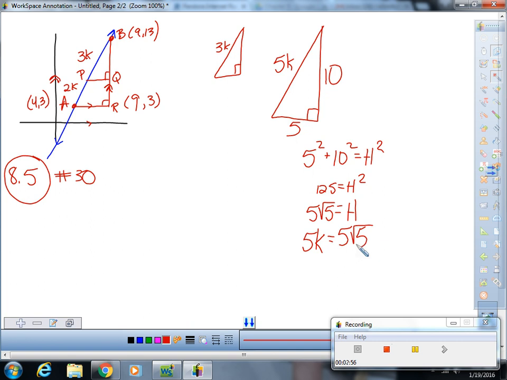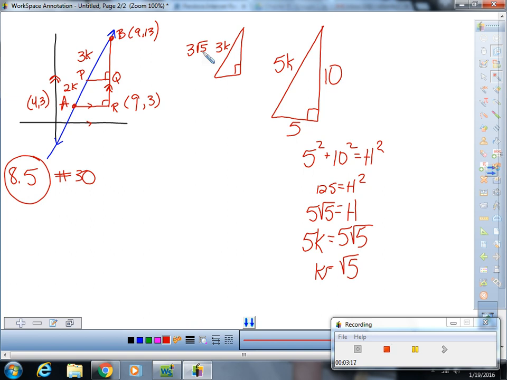So I don't even know if we're going to need this or not, but what is our k? Our k is radical 5. So that's a start. All right. So now we know that this thing here is 3 radical 5, and we want to find points R and Q. Okay, R and Q. So we found R, now we've got to find Q.